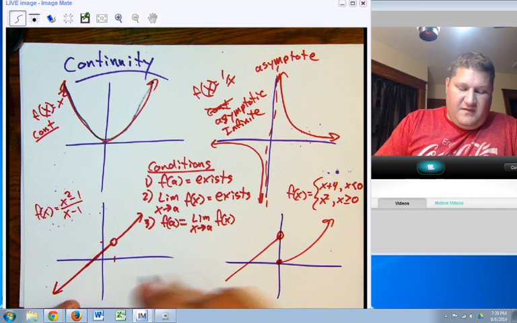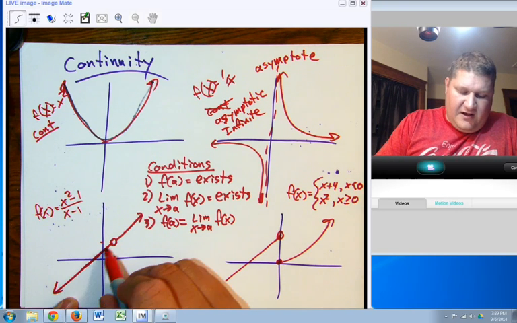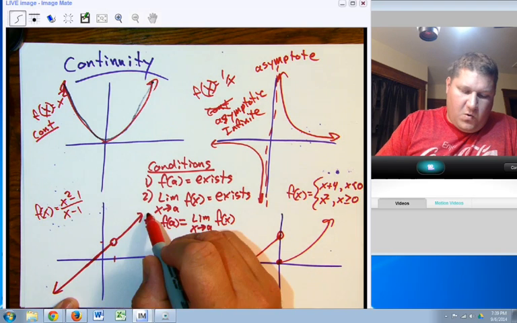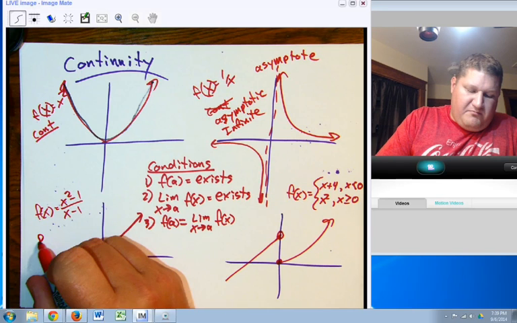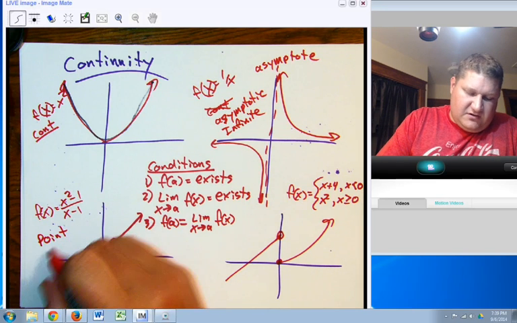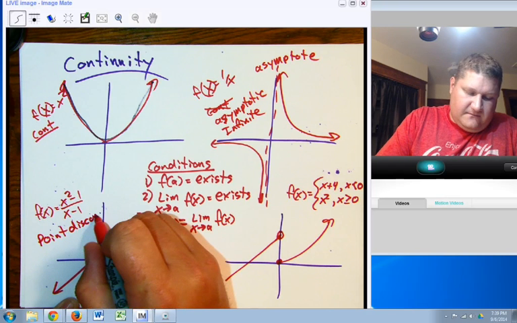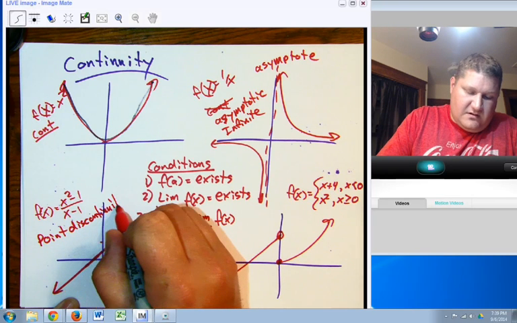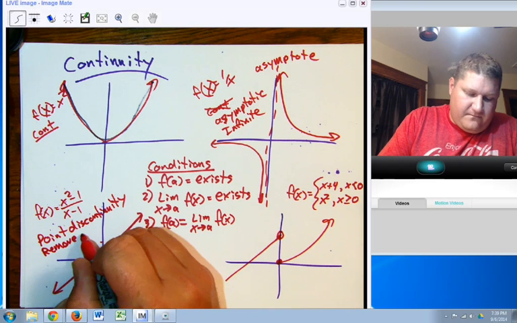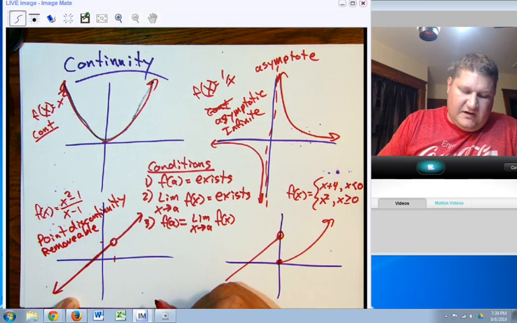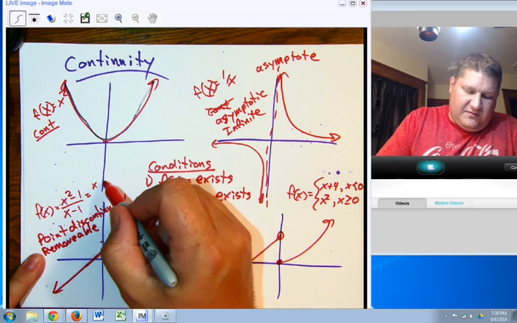Now, this one is going to be another problem because as I pull up here, I have to jump over a hole. So in this case, we have what's called point discontinuity, certainly not continuous. So point discontinuity or removable discontinuity.